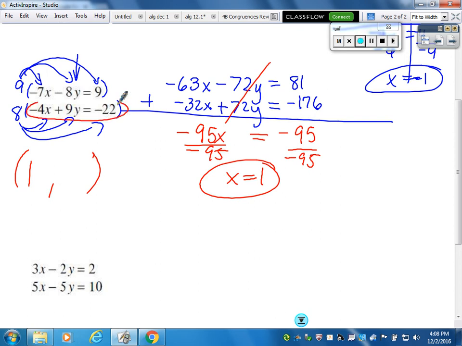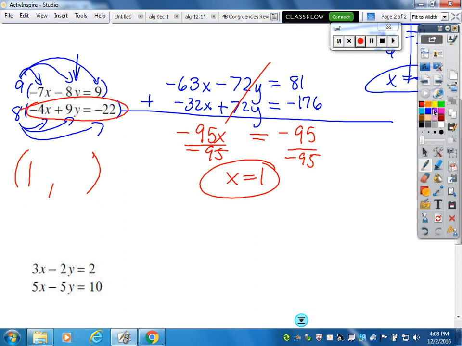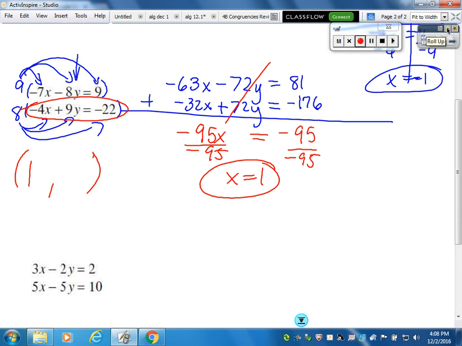I'm going to go with the second one this time. So I'm going to go over here. Change my color so you can see it fresh. We've got negative 4x plus 9y is equal to negative 22. We're going to plug in what we just found for x right there. So I took the second equation. Could have chose the first one if I wanted to. Chose the second one instead.